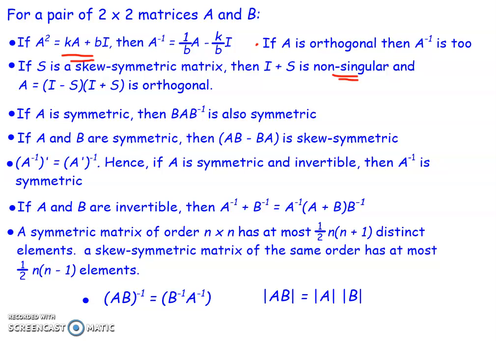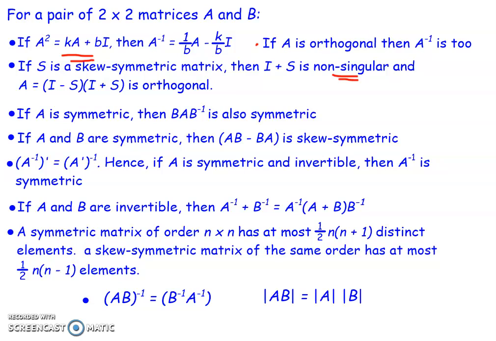And if we have a symmetric matrix, of order n by n, this has at most a half n bracket n plus 1 distinct elements within it. There may be repeated elements, but these are at most the number of distinct elements. And if we've got a skew-symmetric matrix of the same order, it has at most a half n bracket n minus 1 distinct elements associated with it. So again, that just comes from the shape and the symmetry within the matrix due to those properties.